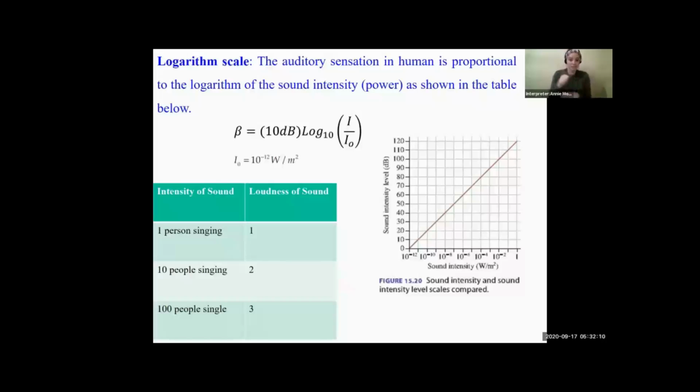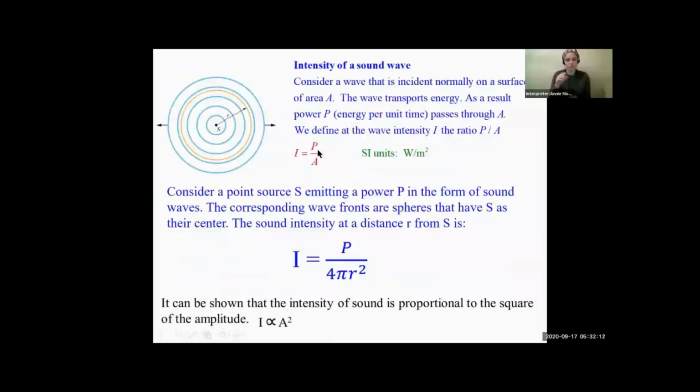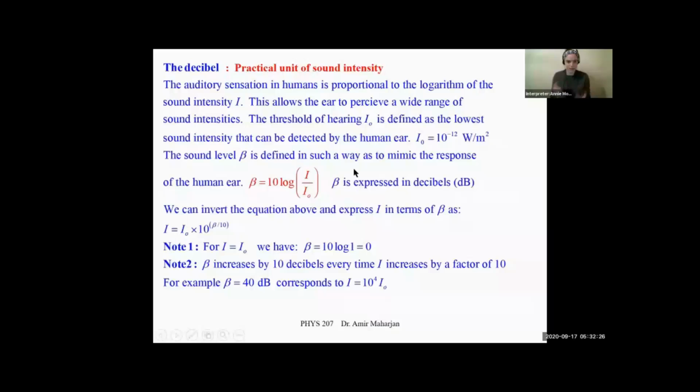So measuring intensity in a plain way, with this formula, is not very helpful in real life. Because why? Because you cannot distinguish between 1 watt and 1.2 watts. Our human ear cannot detect that. So we need a different scale, and that's called the log scale. How do you measure? And this is called the loudness. Loudness is the intensity our brain can hear.